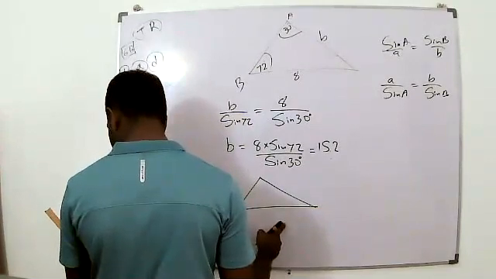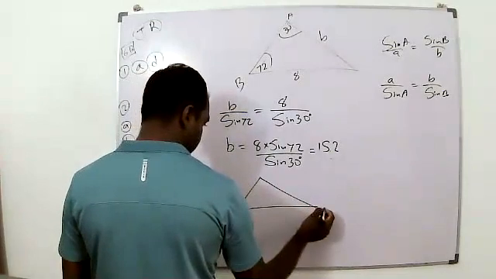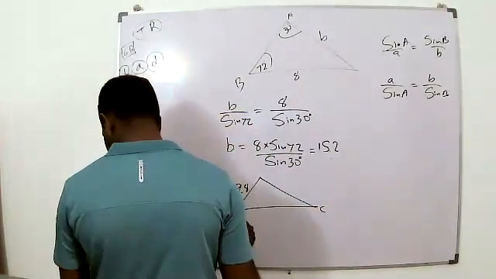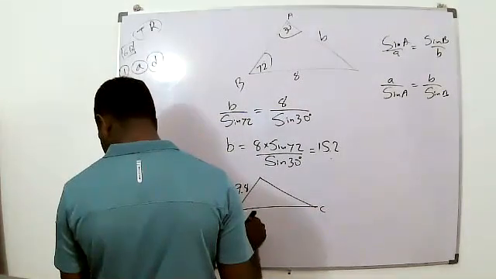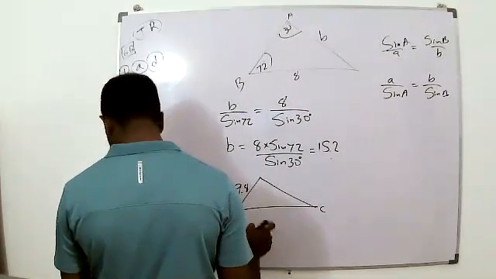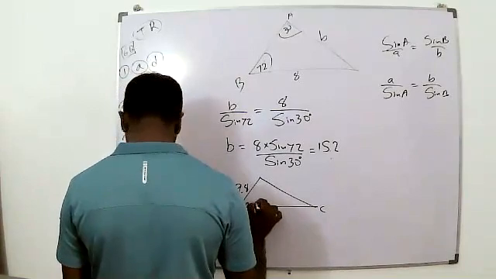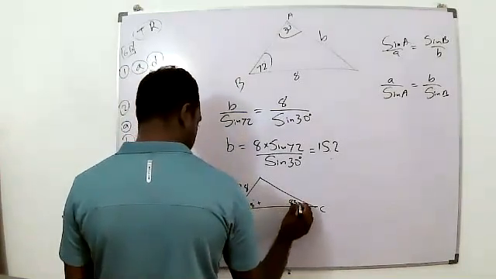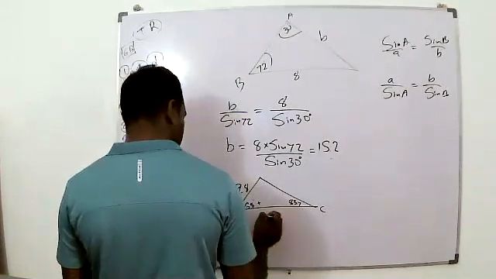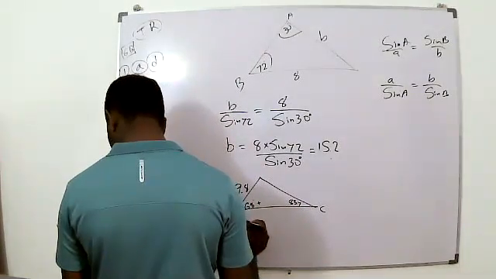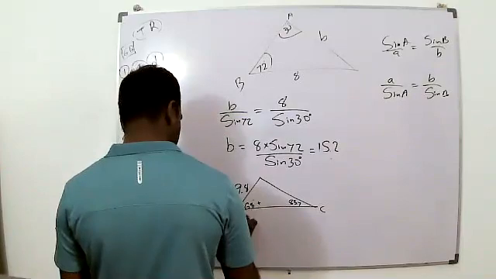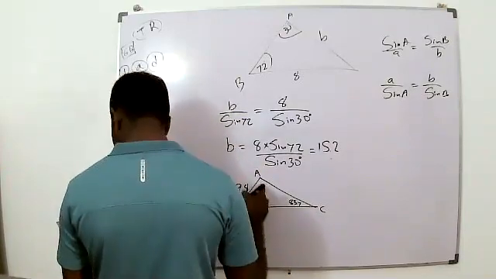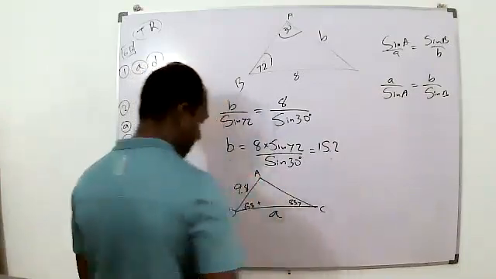Okay, D. C is 9.8. Let's take this is C, 9.8. And B is 68.4 and C is 83.7. They have given B, they have not given A. You have to find the side length of a.